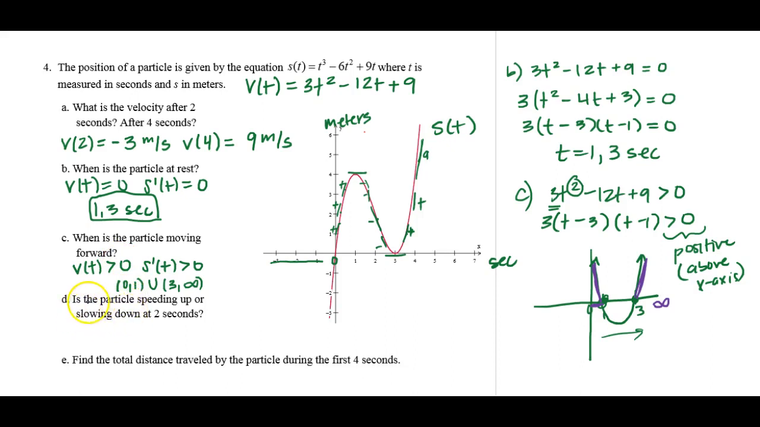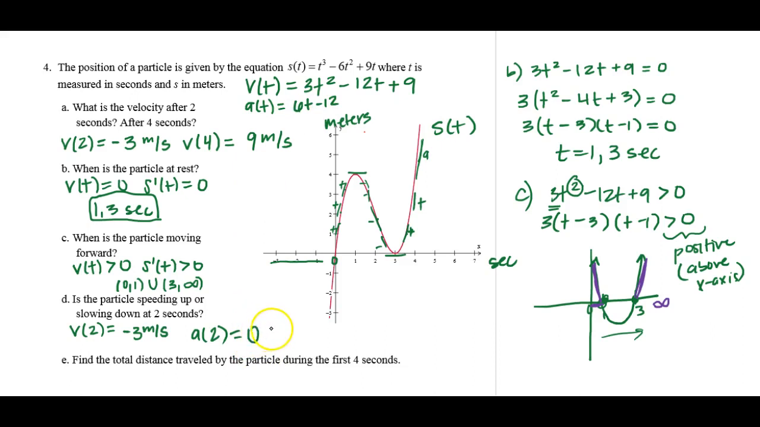So now, in part D, is the particle speeding up or slowing down at 2 seconds? So if I want to know when an object is speeding up or slowing down, I have to know the velocity at that particular time and the acceleration at that time. So the velocity we already found in part A was -3 meters per second. So now I need the acceleration at 2. So up here under velocity, I'll go ahead and write the generic acceleration function in terms of t. That's 6t minus 12.